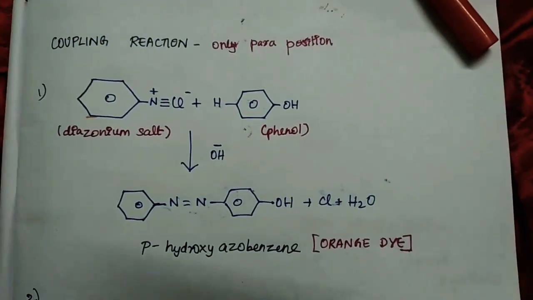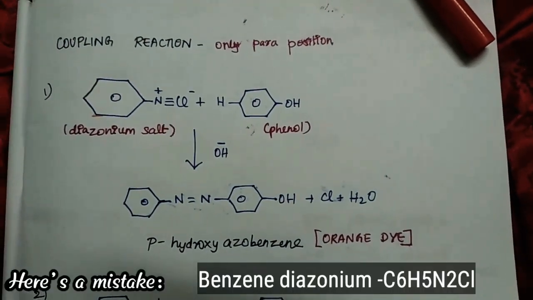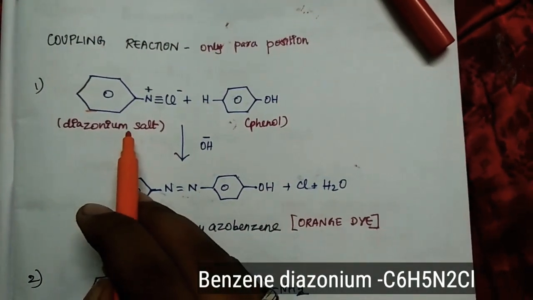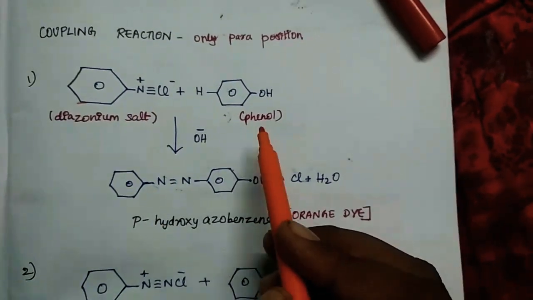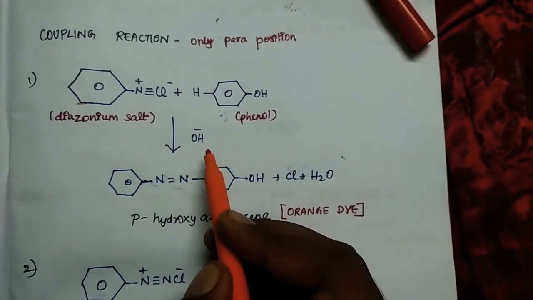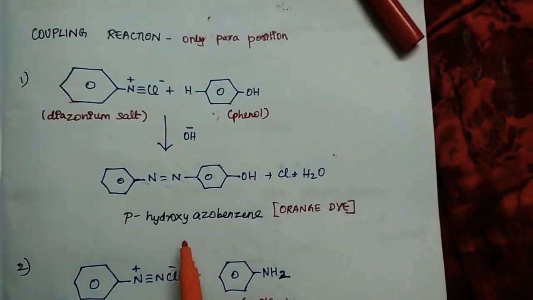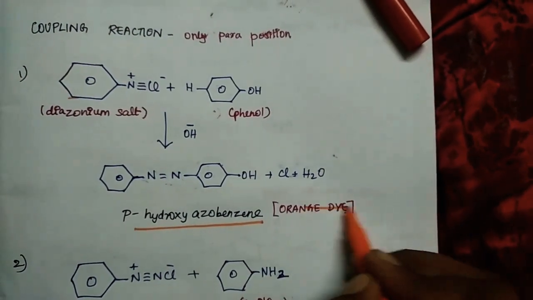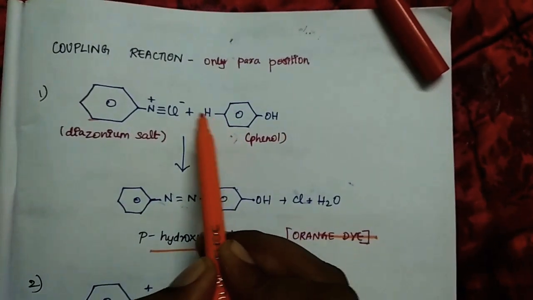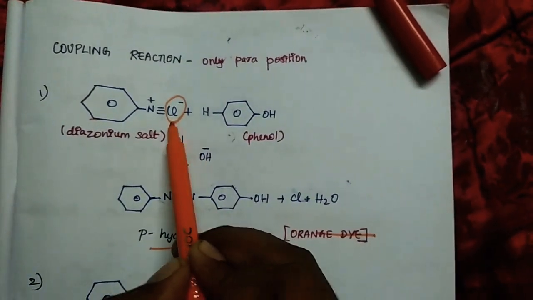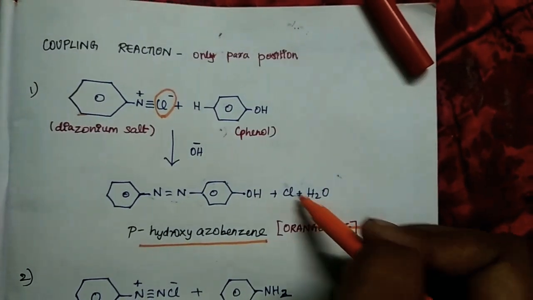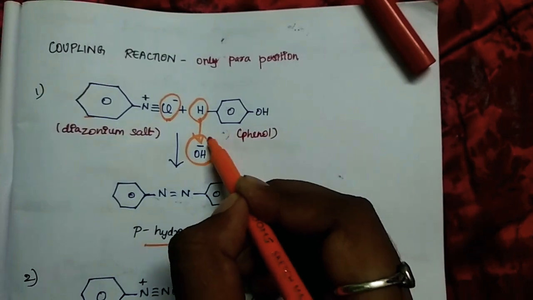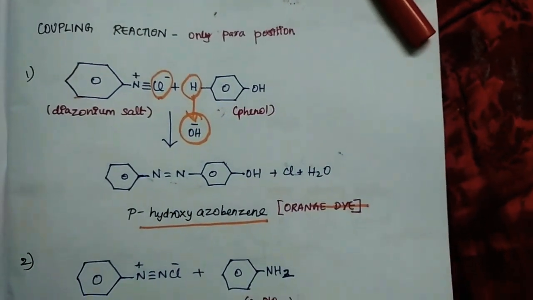it's coupling reaction. Coupling reaction takes place only at the para position when a diazonium salt is reacted with the phenol in the presence of OH minus ions. It gives para-hydroxy azobenzene, which is also known as the orange dye. The Cl is removed separately and the H is removed with OH as H2O.